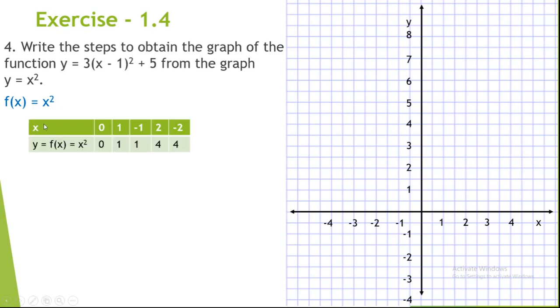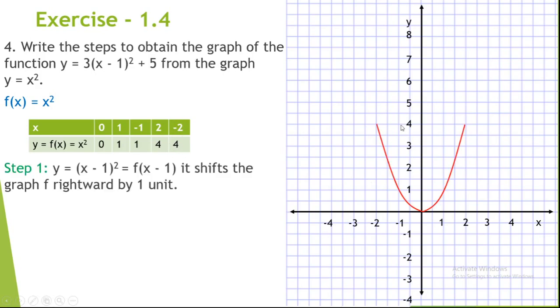So x and x square. x is 0 means x square is also 0. x is 1 means x square is 1 square, which is 1. And x is minus 1, so minus 1 the whole square is 1. x is 2, so 2 square is 4. x is minus 2, so minus 2 the whole square is 4. Now we have to plot that. See, it is plotted.